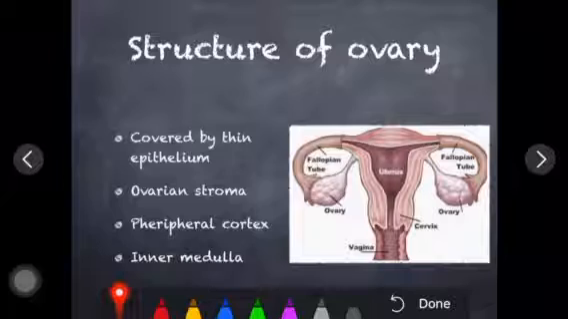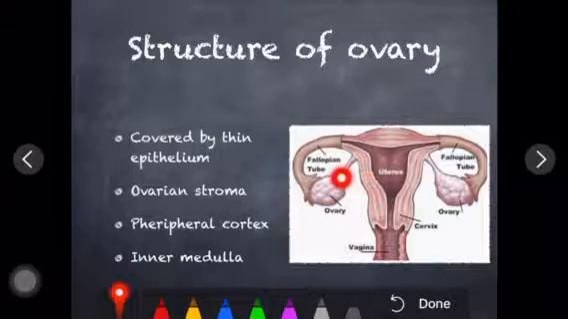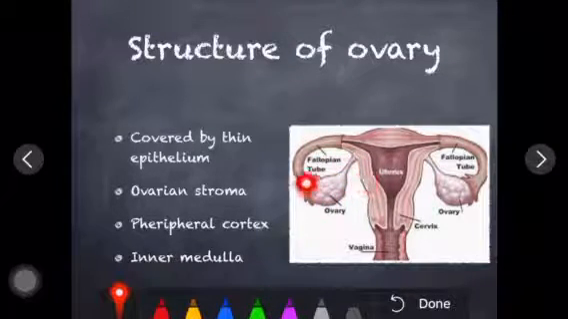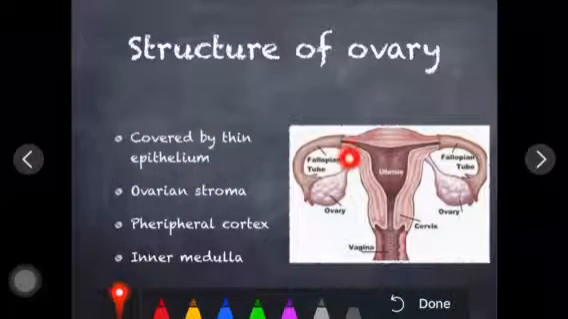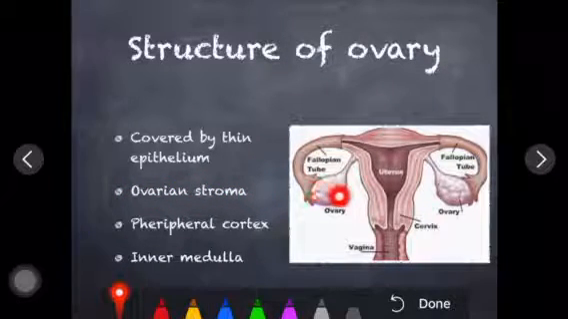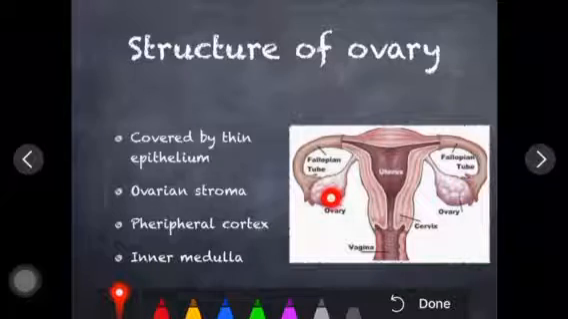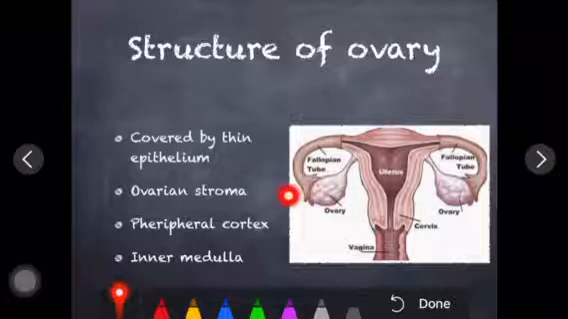If we emphasize more on the ovary structure, please try to focus on this diagram where the ovaries are lying on both sides of the uterus. It is covered by a thin epithelium. It means it is covered by a layer which is called the epithelium. It is thin in nature, right? Inside, the ovarian stroma is there. Like here you can see bulb-like structures in the ovaries. They are the ovarian stroma.